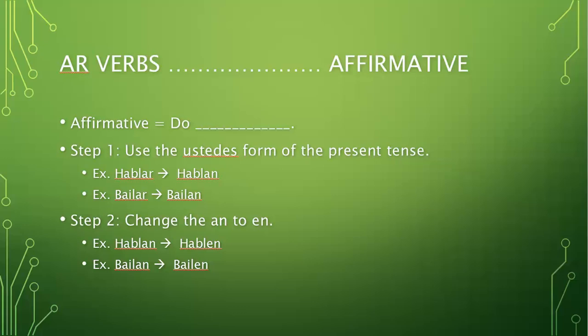Okay, so step 2, just like you did with the singular commands, you're going to change what's on the end to its opposite. So you will change the an to an en. So hablan now becomes hablen, and bailan now becomes bailen.